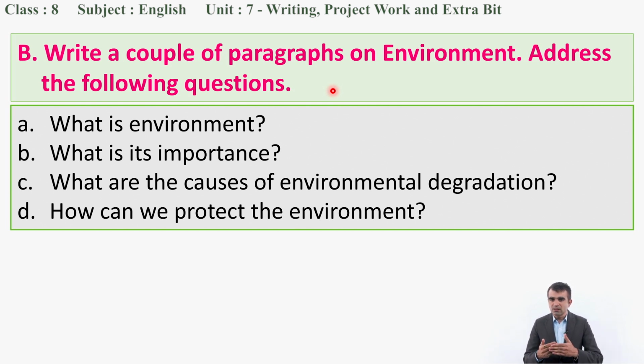And then while writing, you should address the following questions. Your writing topic is, what is it? Environment. Very good. Your topic is environment, title is environment, and then while writing you should address these questions. Do not only answer these questions, but write in detail about them. These questions are guiding questions, they give you ideas, but you don't need to just answer them, but write something about them.